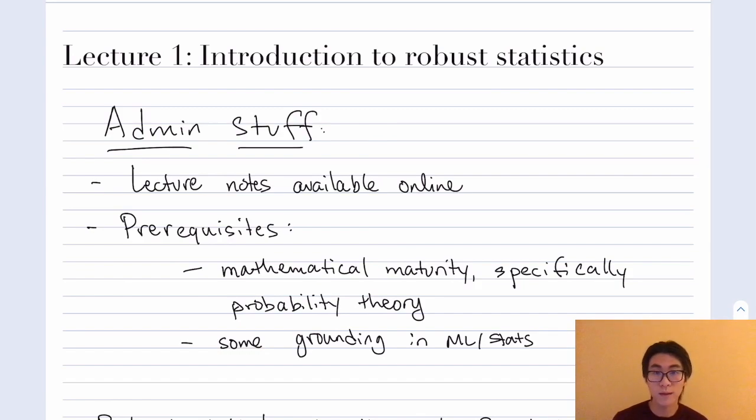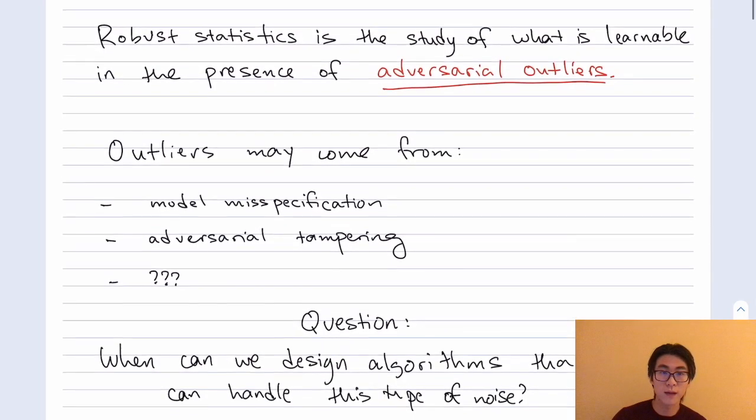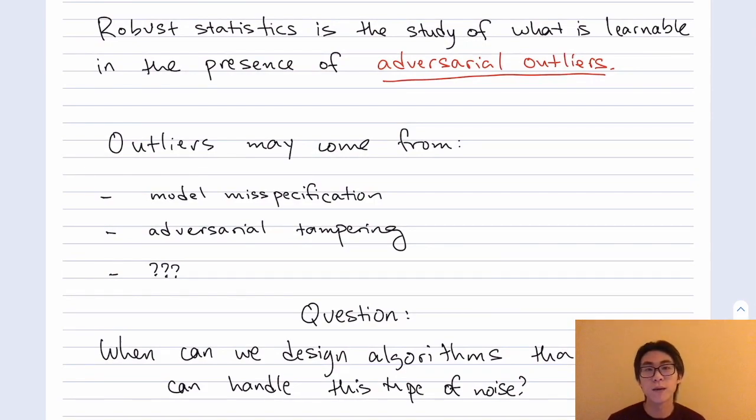Okay, with that out of the way, let me just dive in. So what is robust statistics? Well, at a very high level, qualitatively, I would say that robust statistics is a study of what we can learn when we're given a data set that has been polluted by a small fraction of potentially adversarial outliers.